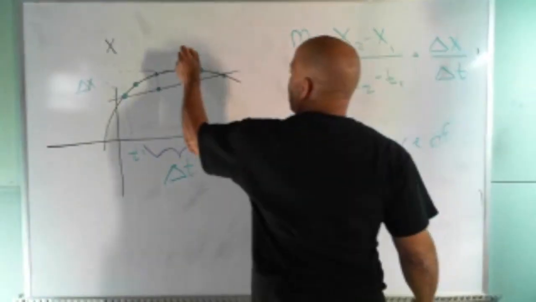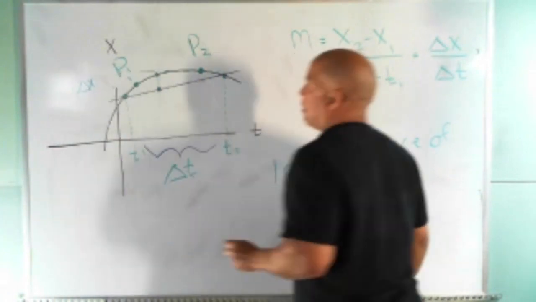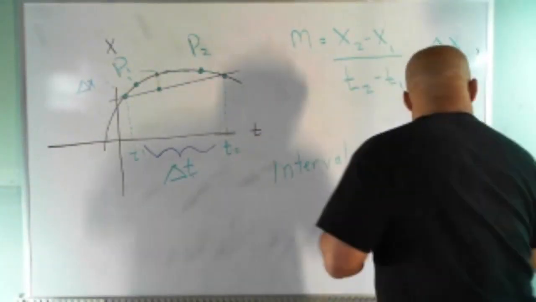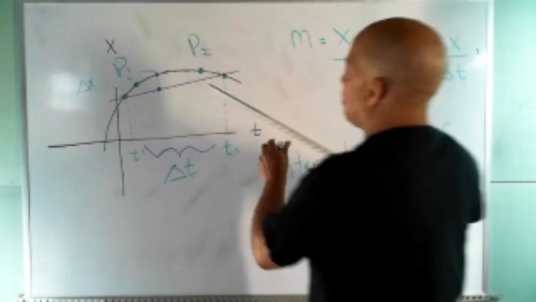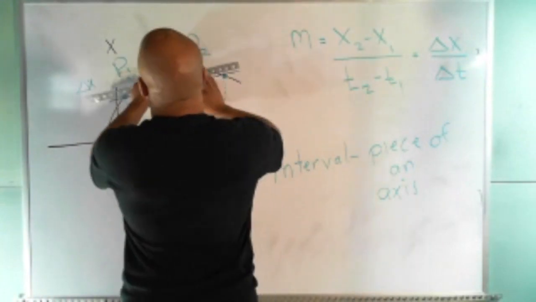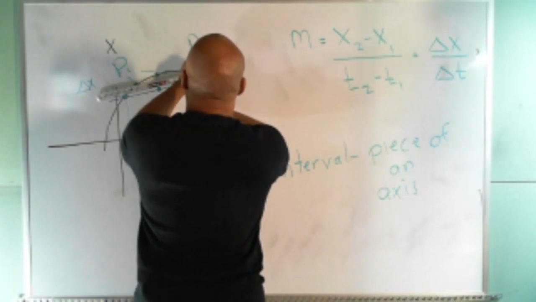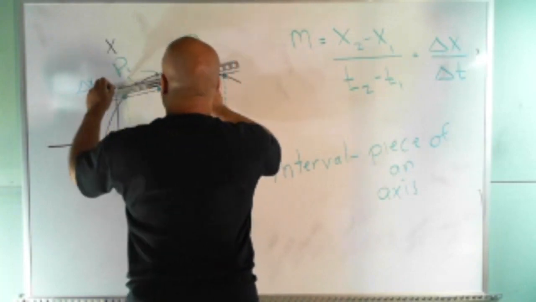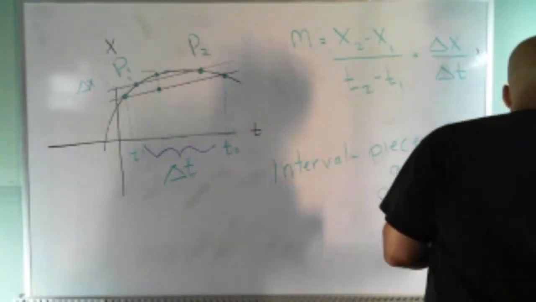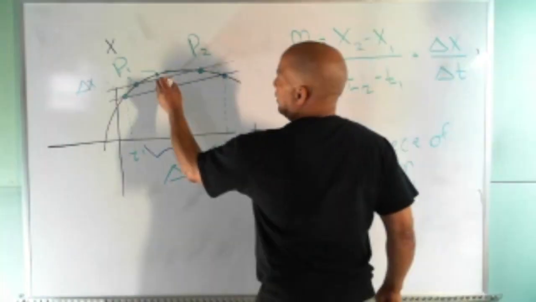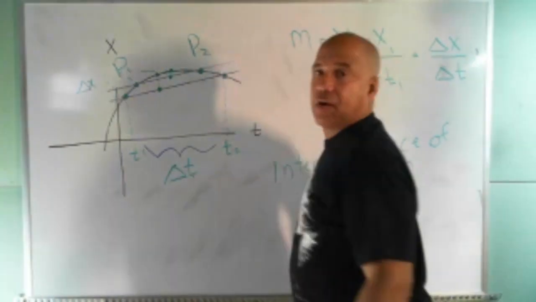And now P2 is here, and P1 is there. Now let me draw my secant line. So now when I draw my new secant line, look what I do now. If I take a point on this new secant line, look how close it is to a point right above it on the curve.